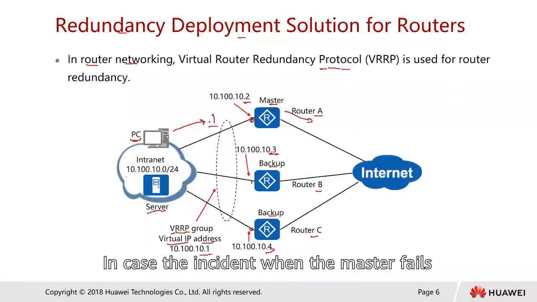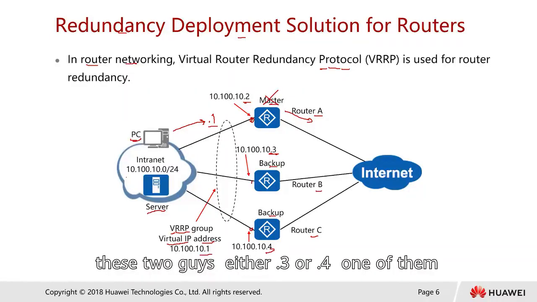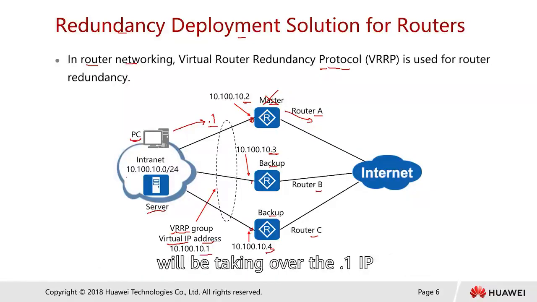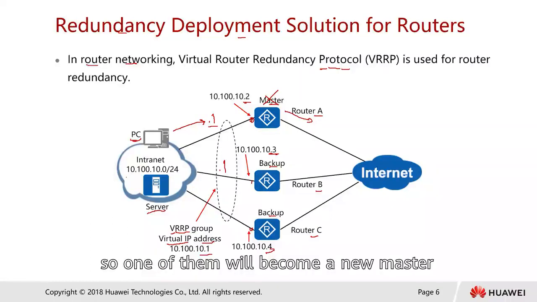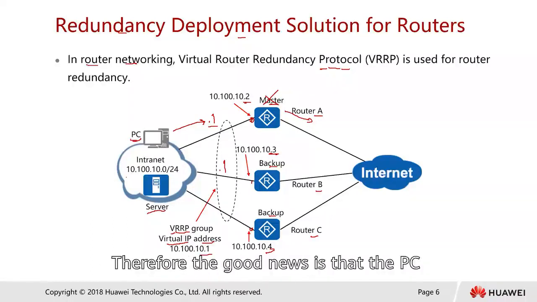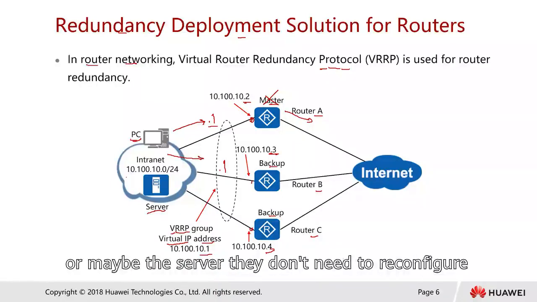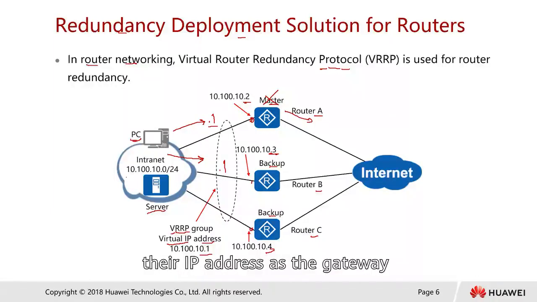Now in the event the master fails, one of these two, either .3 or .4, will take over the .1 IP. Apart from their own IP address, they will also handle .1 traffic, so one of them becomes the new master. The good news is that the PC or server doesn't need to reconfigure its gateway IP address. They don't need to change, because they still point to the same .1.